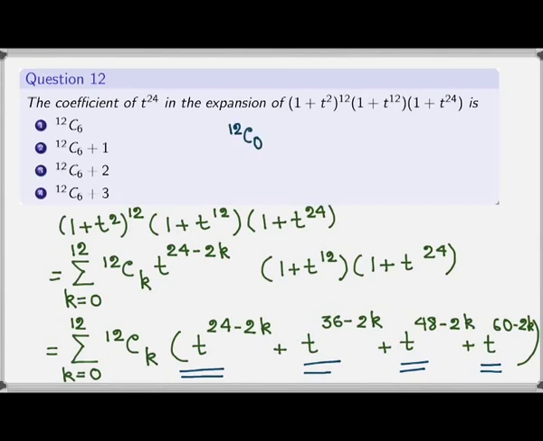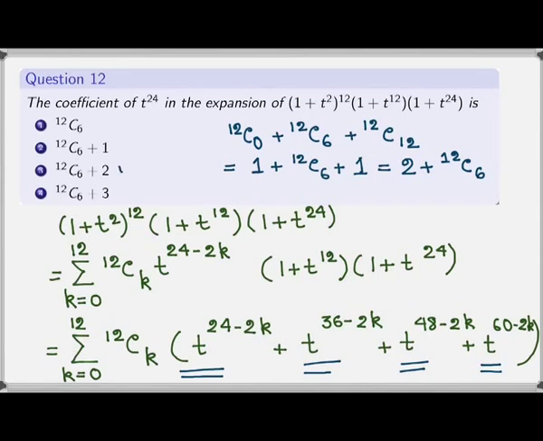So we get the coefficient of t^24 in this expansion is 12C0 plus 12C6 plus 12C12. Now 12C0 is 1, this is 12C6, and 12C12 is also 1. So our answer is 2 plus 12C6. So we see that here the third option is the correct answer. So this is the coefficient of t^24 in the given expansion.